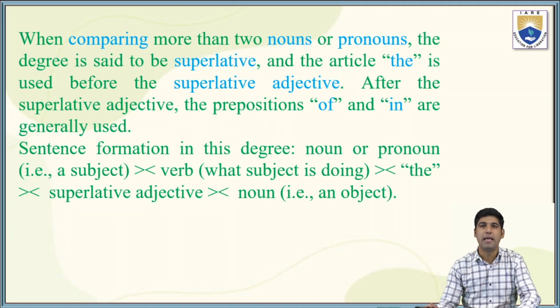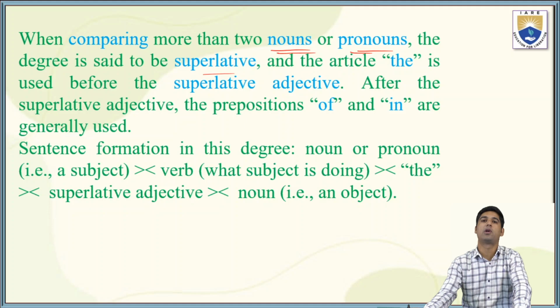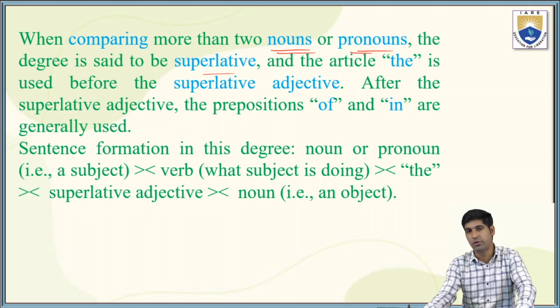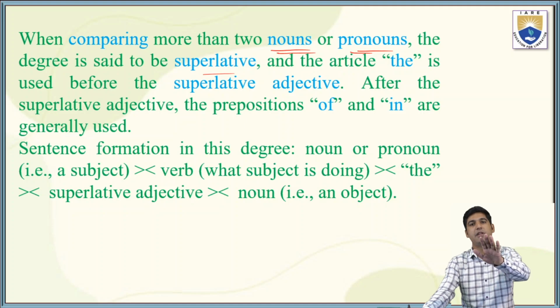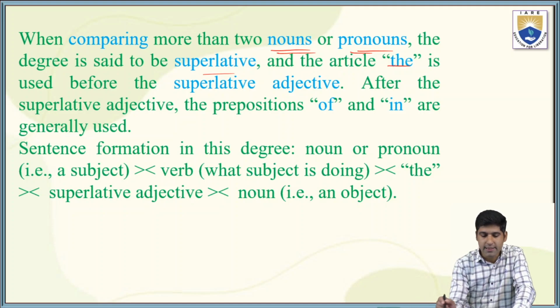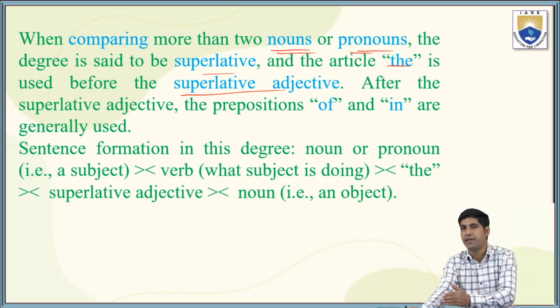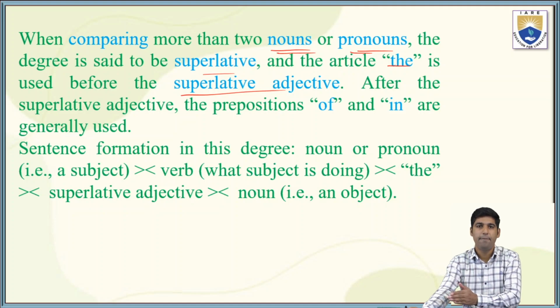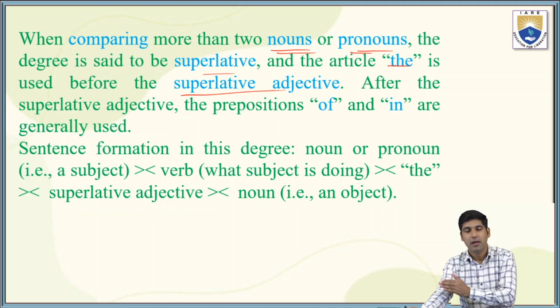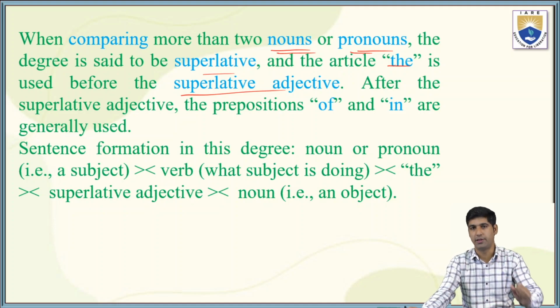I would further like to elaborate on it. When comparing more than two nouns or pronouns, the degree is said to be superlative. When we compare more than two nouns or more than two pronouns, the degree which we are bound to use is the superlative degree. And the article the is placed before the superlative adjective. When we are using a superlative adjective like tallest, worst, best, the article the has to be used before it.